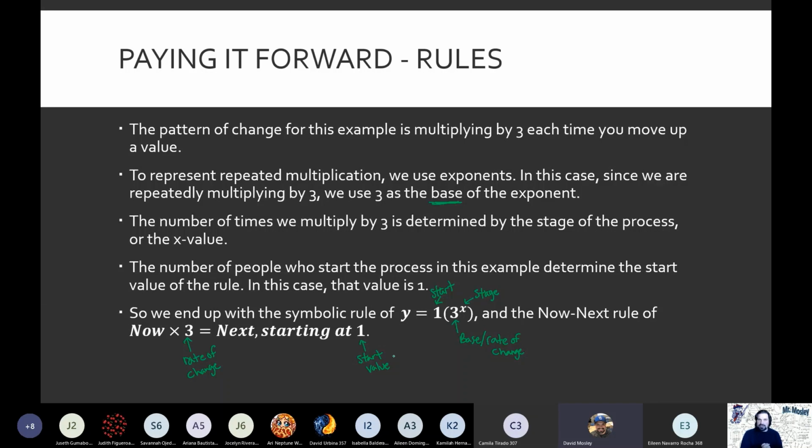What questions do you guys have? What can I clarify? All right. Well, that was our introduction to exponential growth. That is the end of our presentation.